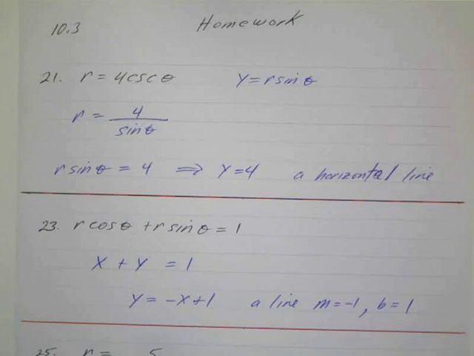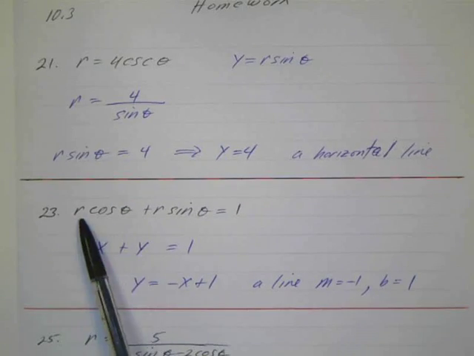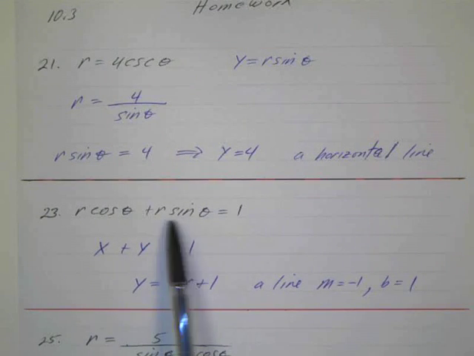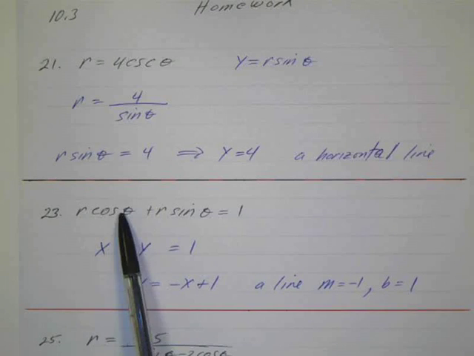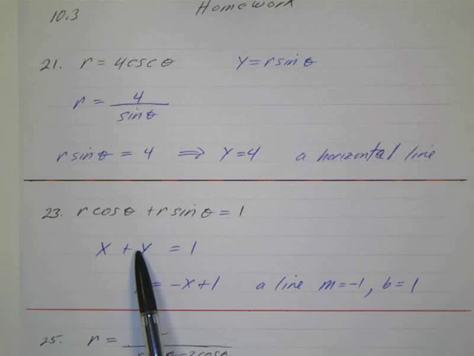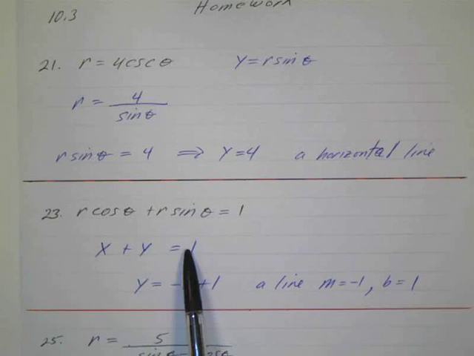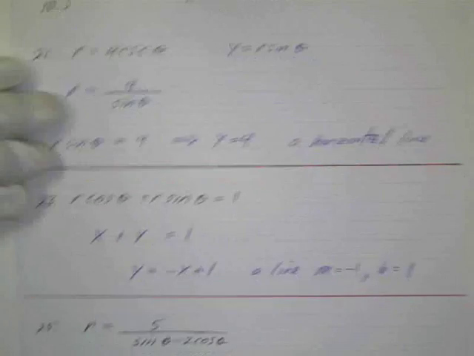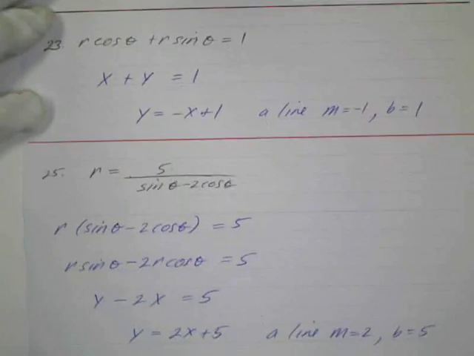On number 23, this was the equation r cosine of theta plus r sine of theta equals 1. Well, we know that this is going to be x, and this is going to be y. That's right from our conversion, so we just say x plus y equals 1. If I solve for y, y equals negative x plus 1, so this is just a straight line. The slope is negative 1, and the intercept is 1.